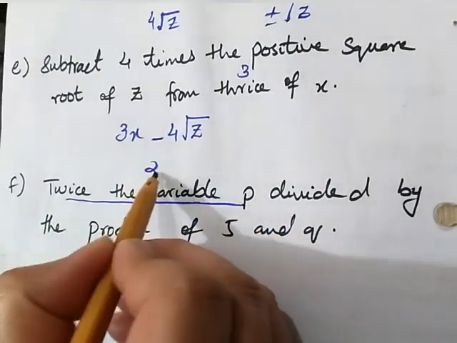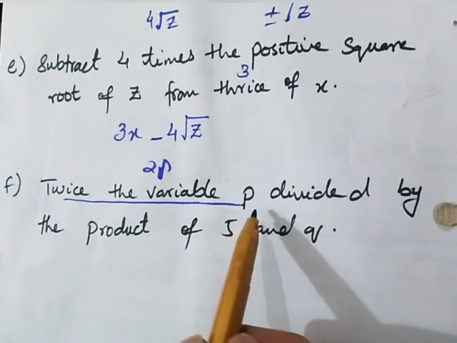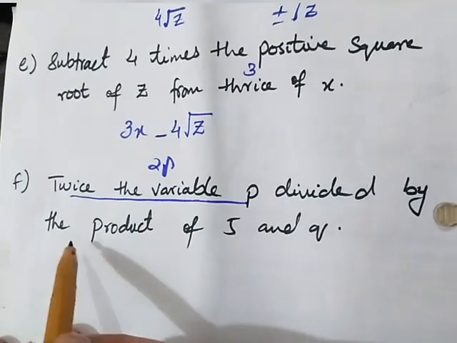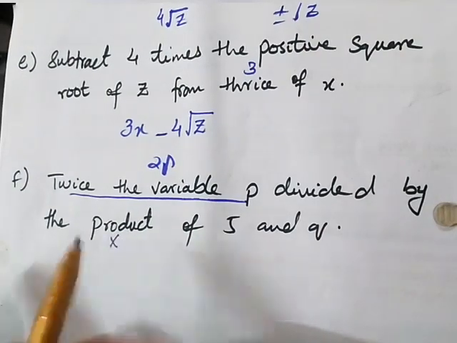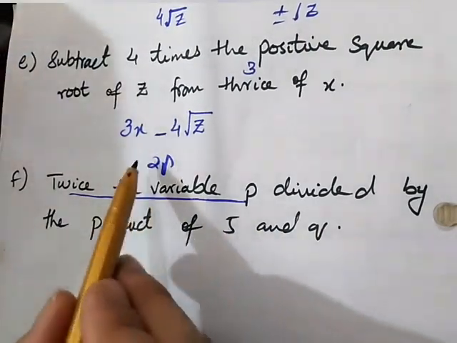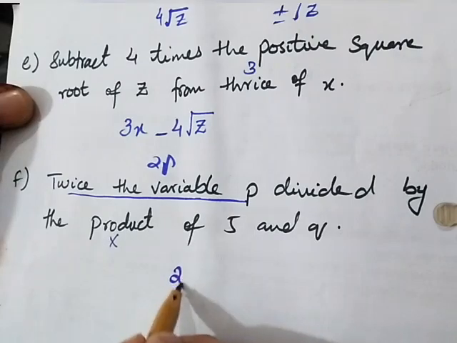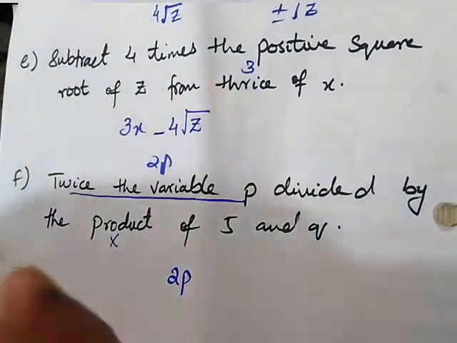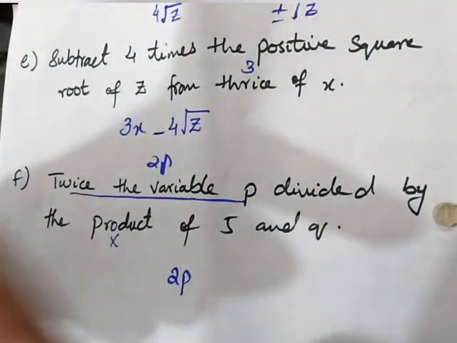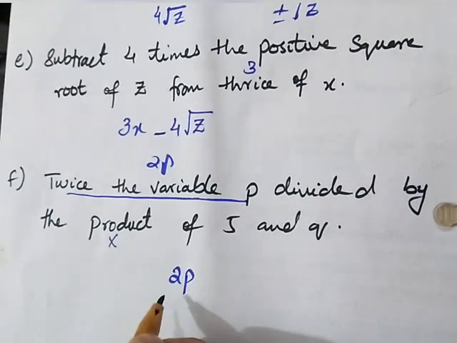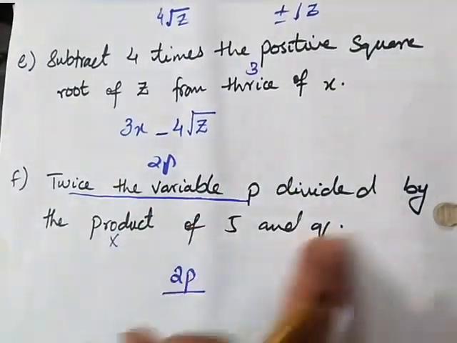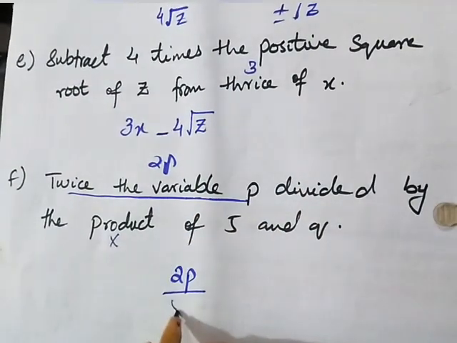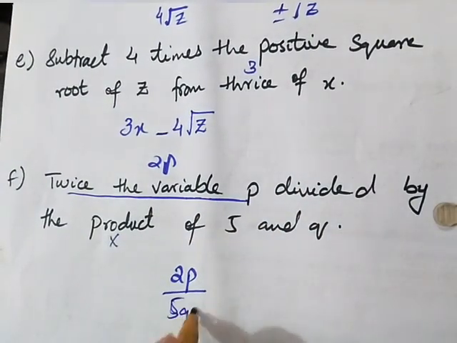From here, 2p. Twice the variable p divided by the product of 5 and q. Product means again the multiplication. Now twice the variable p means double p. Double p means p plus p, 2p. Divided by, okay, it's going to be divided from which? Product of, that means multiply 5q, so it will be written as 5q.